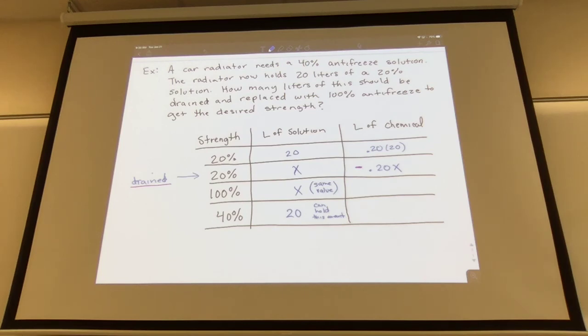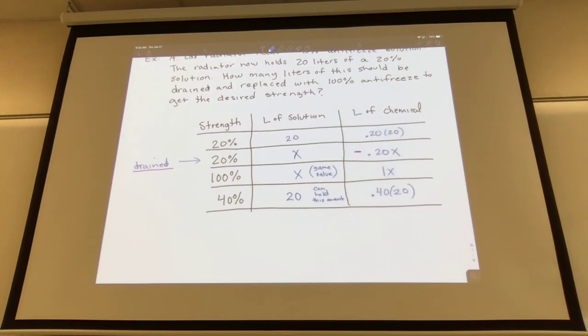100%, which is the same thing as moving the decimal 2 places, just 1x. Putting that back in, so it's going to be a positive value. And then the last one is 0.40 of a solution.